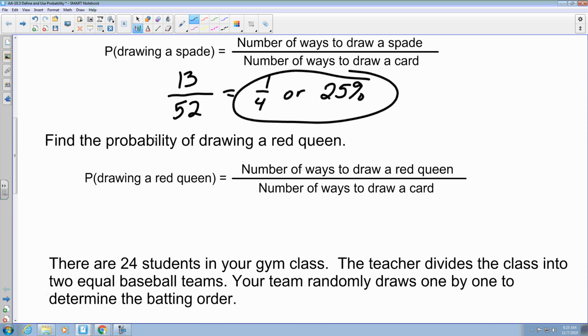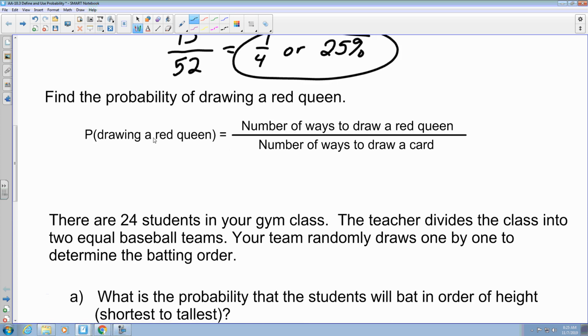Next, they want you to find the probability of drawing a red queen. Playing cards are broken up into two colors, black and red. I believe the diamond and the heart are the red suits. So you have two favorable outcomes in this case divided by 52, which equals 1 over 26, or as a percentage, about 3.8%.